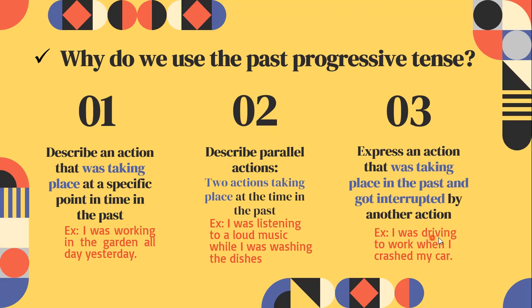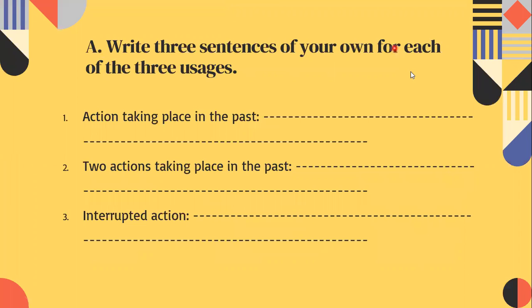So for the interrupted action, we would have two things. The one that was going on, which I write in the past progressive, was driving, like was listening, was working. And the other action that interrupted this, which is the crash or the accident of the car, I write it in the past simple. Just add ed for the verb crash. Okay? So here's an exercise for you to practice what I've just explained.